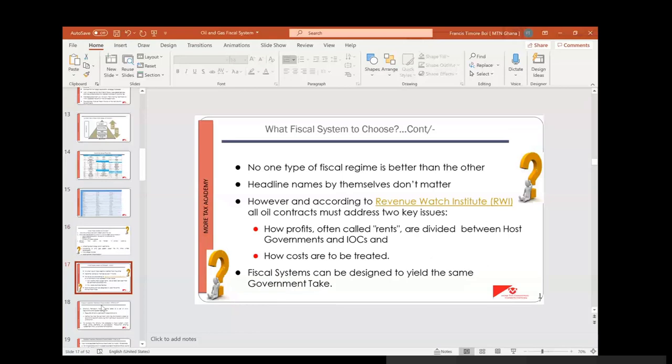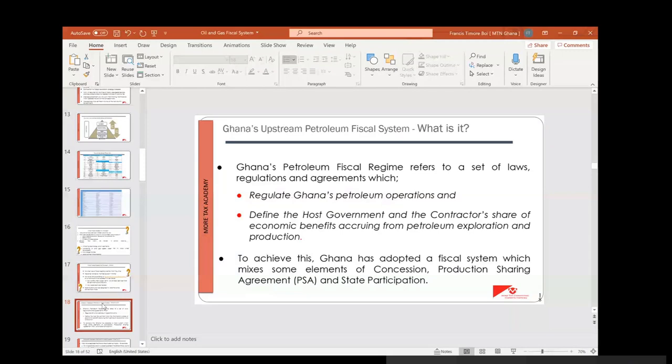So Ghana's fiscal regime has been described as what? As a blend.